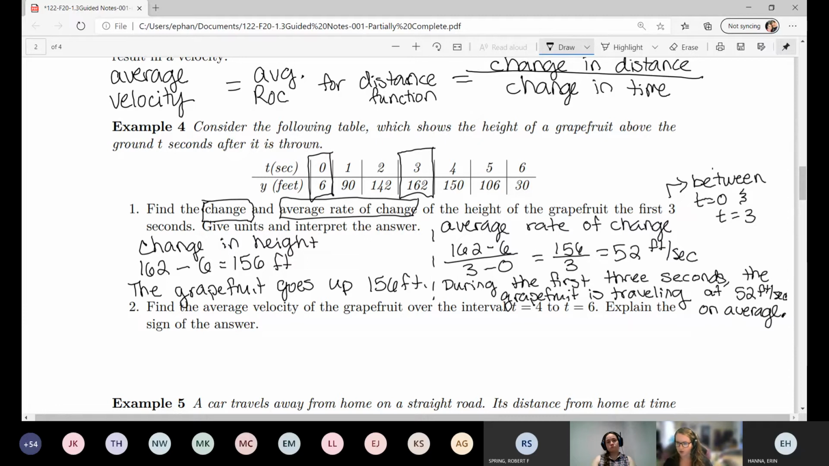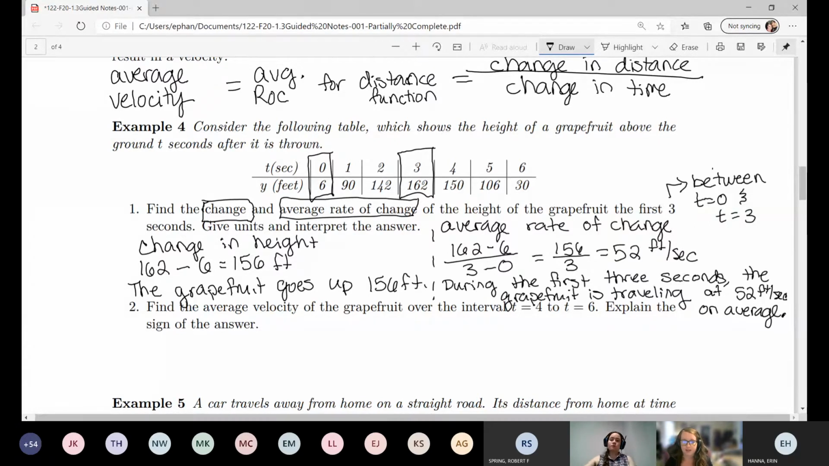Again, as long as it gets the point across, I don't really care. But the main thing is that you do want that language on average in there to get the point across that this is not telling you exactly what's happening, but is telling you on average what's happening in that time frame.